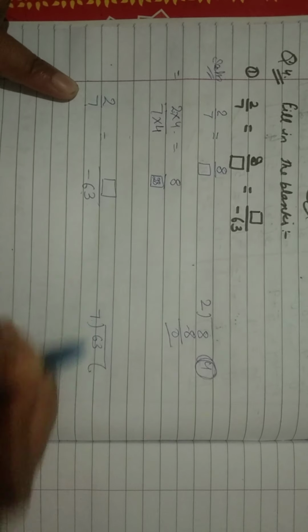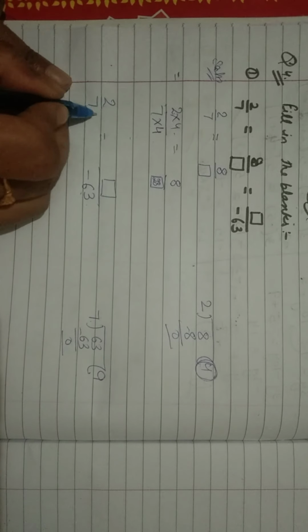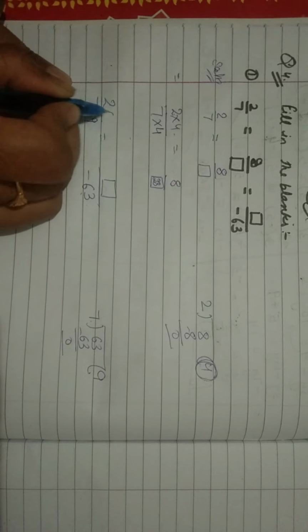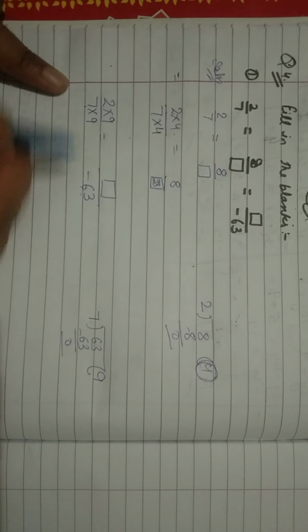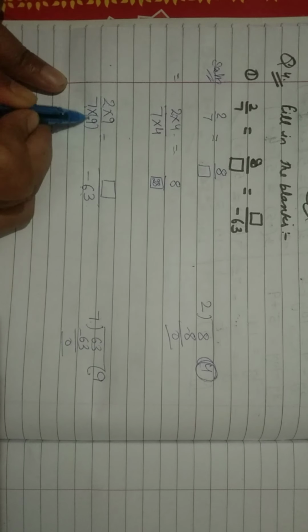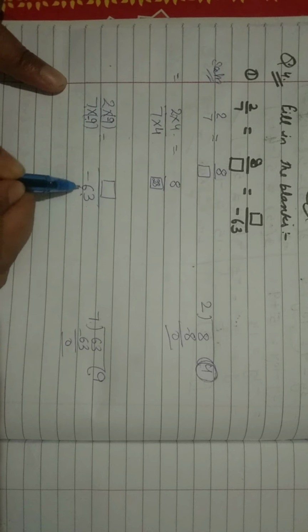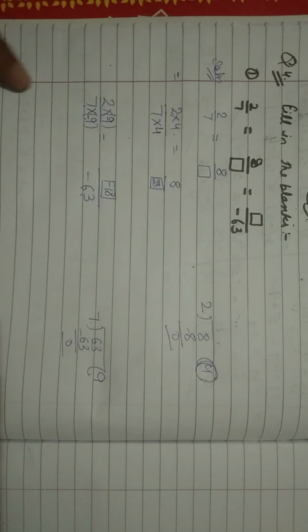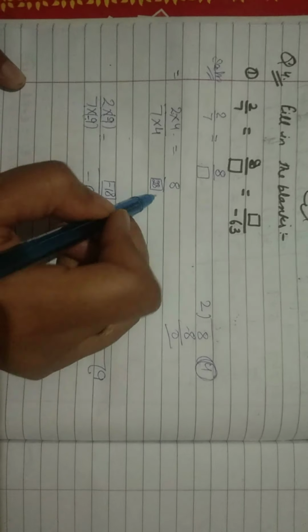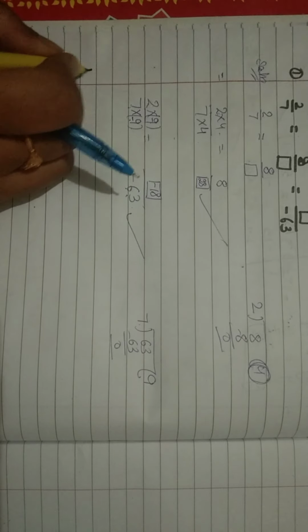63 divided by 7, 7 9s are 63. That means over here we are going to multiply by 9, but over here we are getting minus, so that means this 9 will be of minus sign. So 7 9s are 63 with minus sign, and 2 9s are minus 18. So this is our answer. Fine. This is the first answer and this is the second one. Clear?